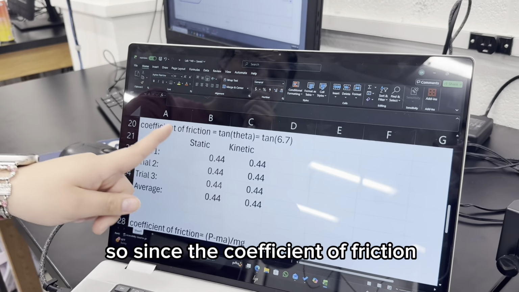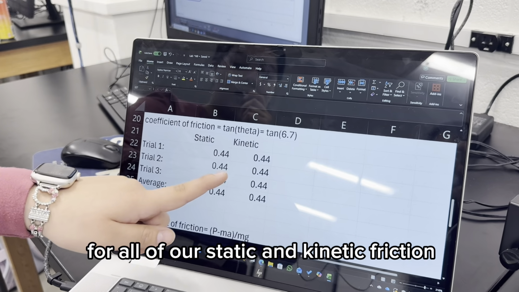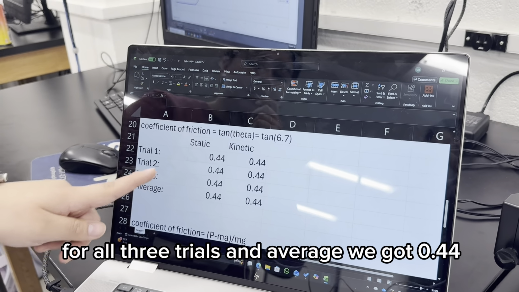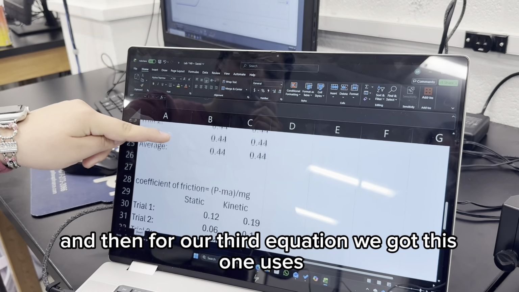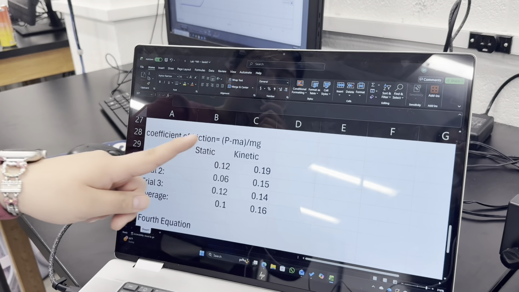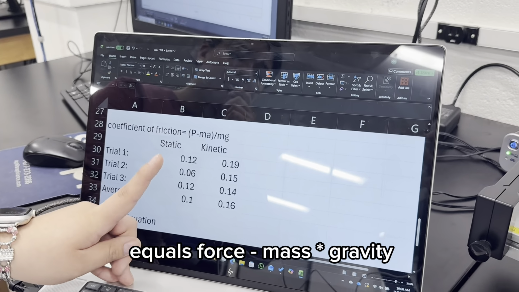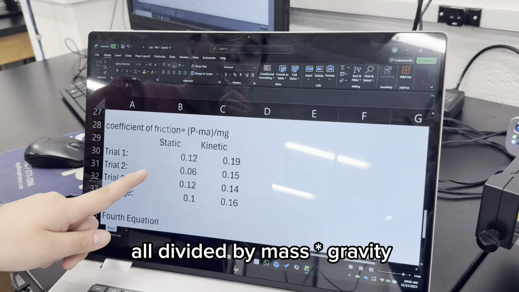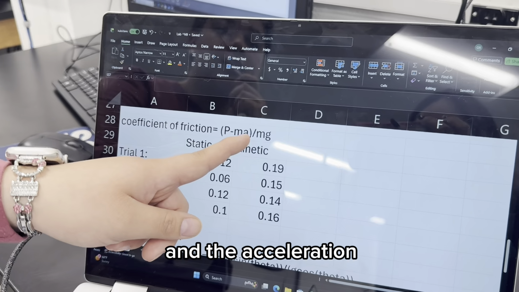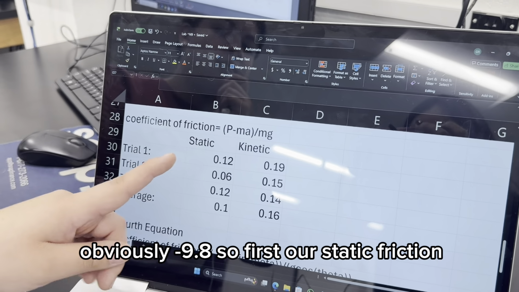Since the coefficient of friction just depended on the theta, for all of our static and kinetic friction answers for all three trials and average we got 0.44. And then for our third equation, this one uses coefficient of friction equals force minus mass times gravity, all divided by mass times gravity. So for this one, what we did was calculate the force and the acceleration, and our mass was 0.2 and gravity obviously negative 9.8.